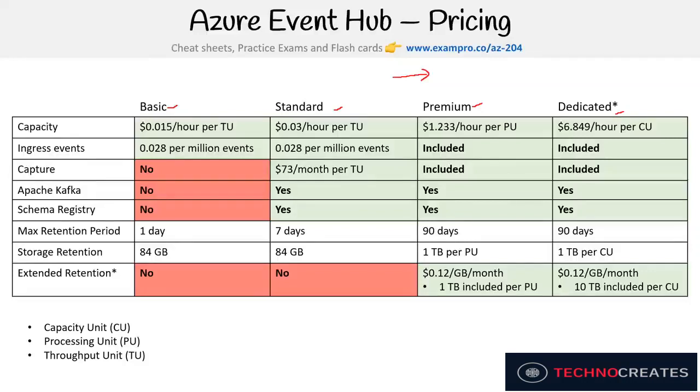So for Azure Event Hub, if you're on basic, you do not get capturing. Capturing costs a bit more. It costs something at standard. At premium dedicated, it's included. If you want to use Apache Kafka, you're not going to get it in basic. If you want a schema registry, you're not going to get that in basic. If you need extended retention, you do not get it in basic or standard. So hopefully that gives you an idea of the differences of these tiers.